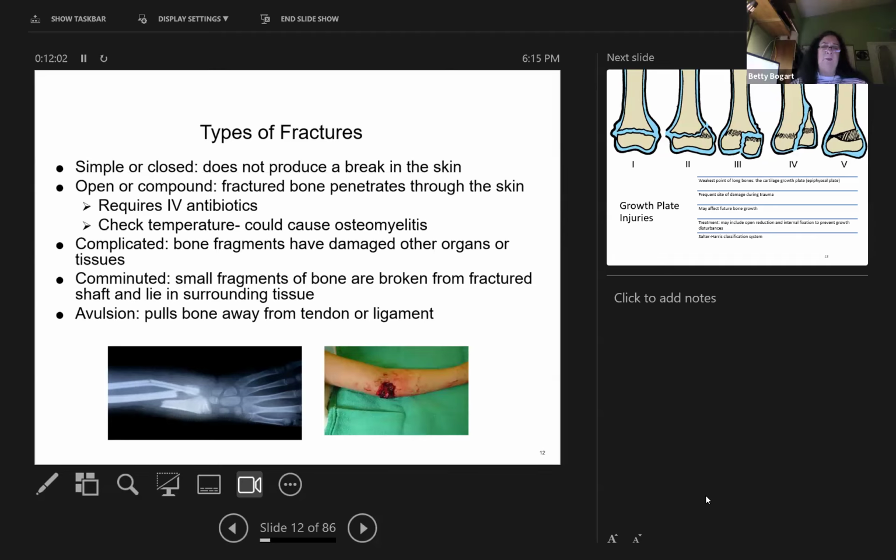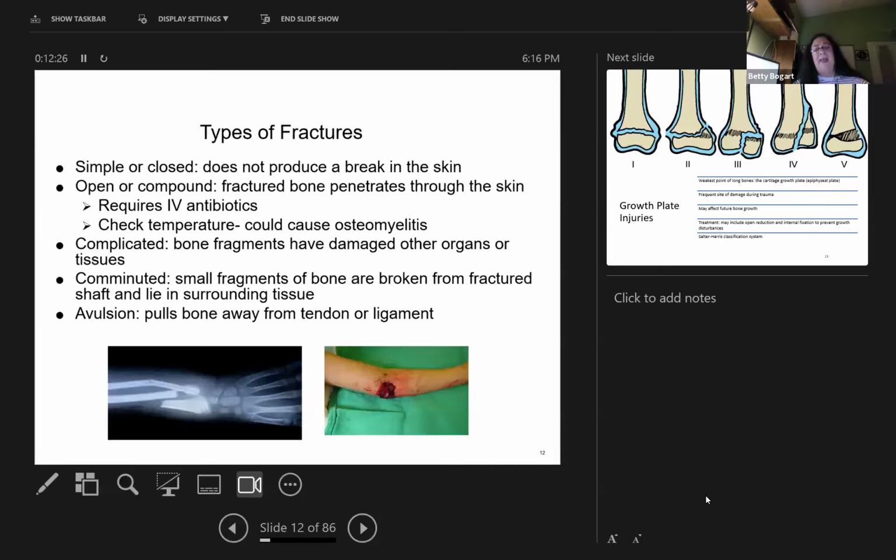There are complicated bone fragments. There's bone fragments that could damage other organs. Think about a fractured rib. It could puncture a lung. That's what that means. And then comminuted is when bones shatter in little pieces all over the place, and they hurt because there's pieces of sharp bone in the muscles and the nerves, etc.